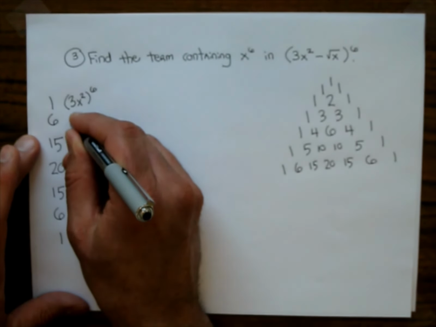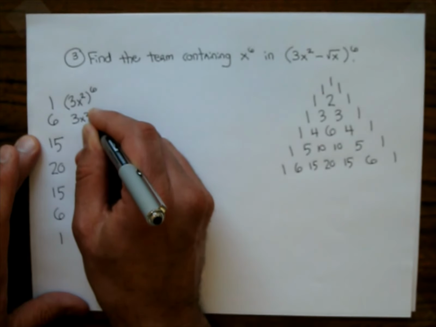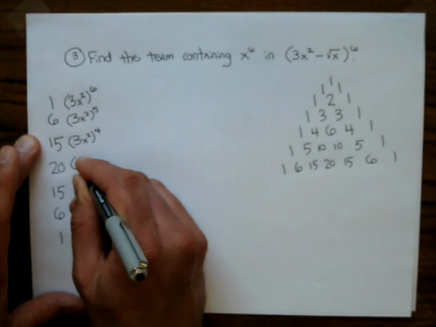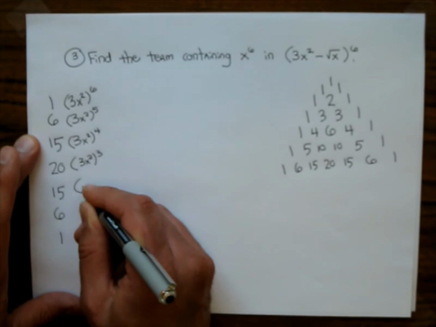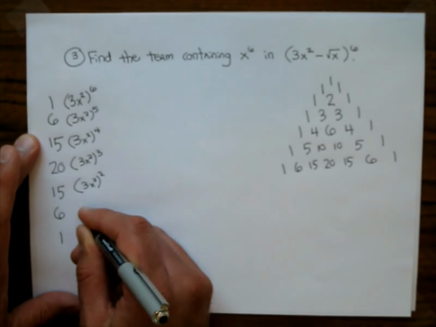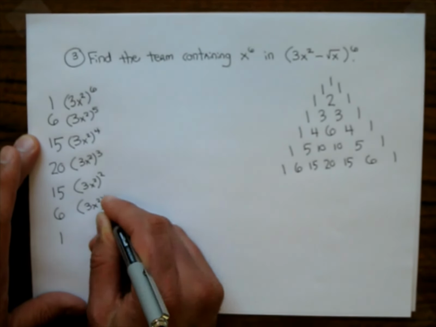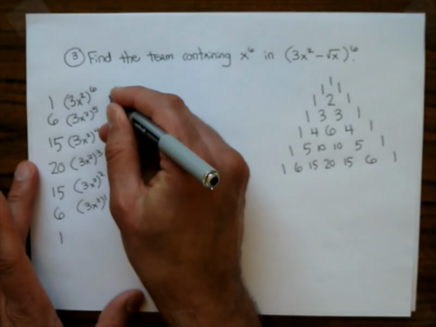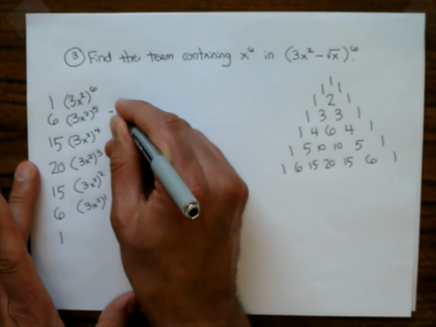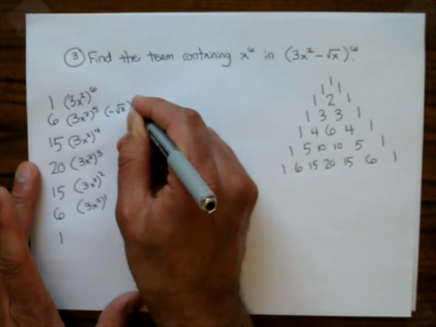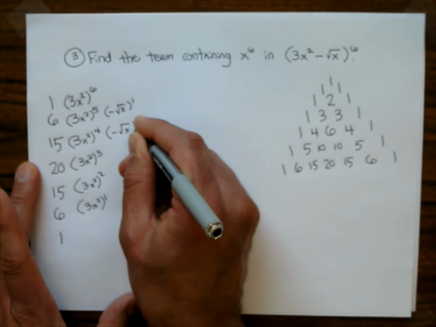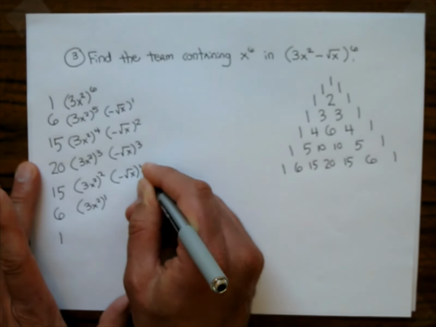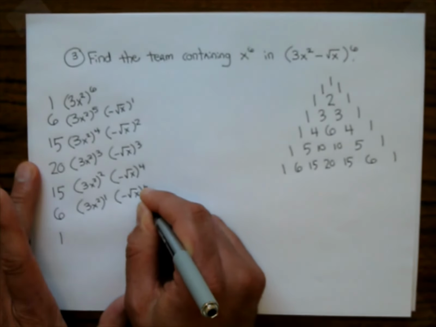Okay, and then this is 3x squared to the 5th, 3x squared to the 4th, 3x squared to the 3rd, 3x squared to the 2nd, 3x squared to the 1st. Meanwhile, this guy is negative root x. So negative root x to the 0, negative root x to the 1, negative root x to the 2, negative root x to the 3, negative root x to the 4, negative root x to the 5.